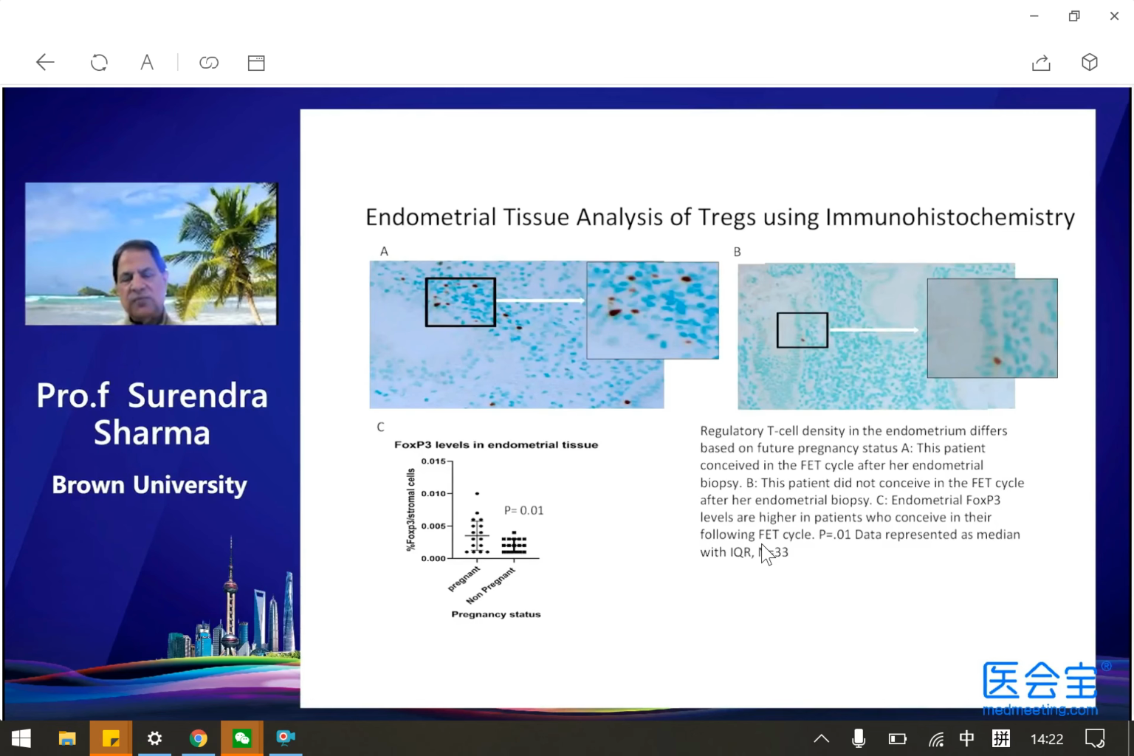So this data really is quite helpful, but it's laborious, and you would have to screen a huge number of endometrial biopsy tissue samples to make some sense out of this data.